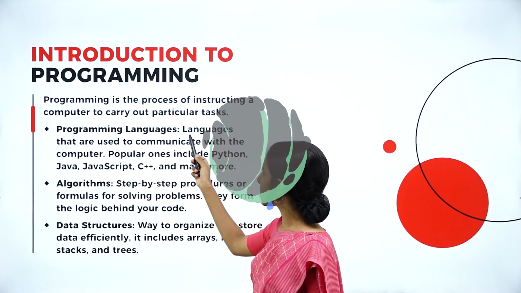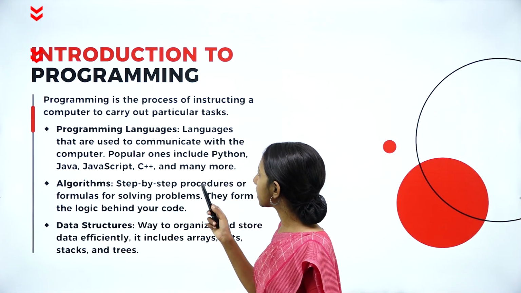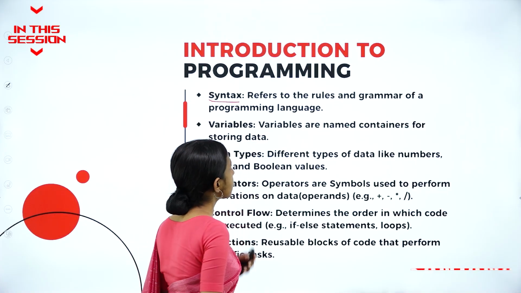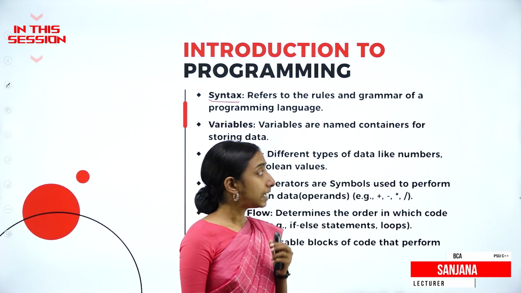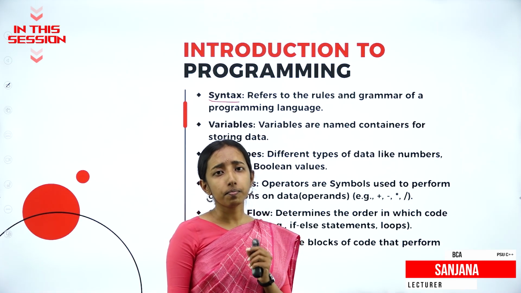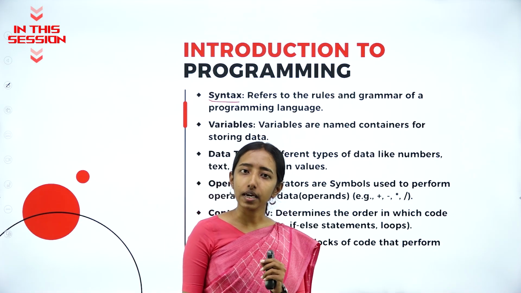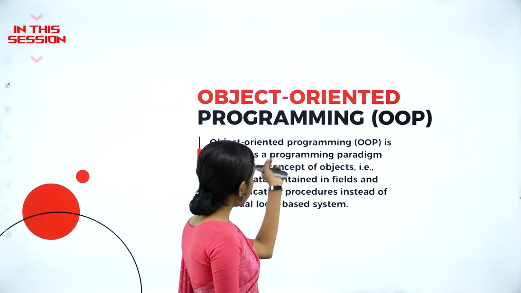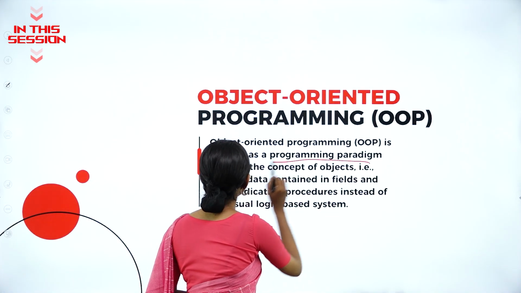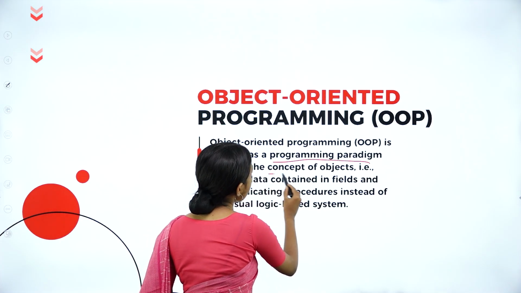Programming is the process of instructing a computer to carry out a particular task. Syntax refers to the rules, the grammar of a programming language. Every programming language will have a basic syntax. Object-oriented programming is defined as a programming paradigm built on the concept of objects.